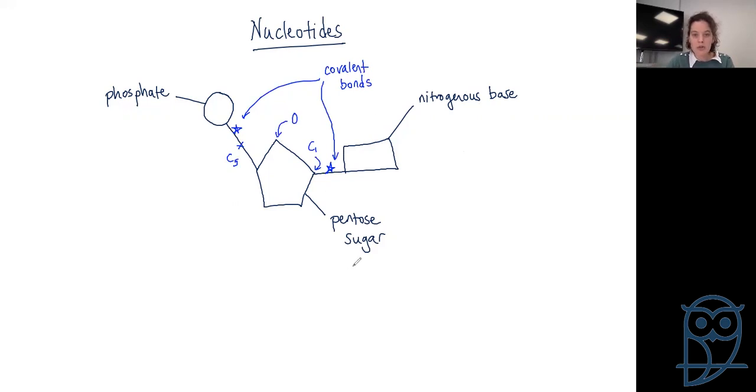Okay, for our pentose sugar, we have two options. In DNA, we have deoxyribose. And in RNA, we have just plain old ribose. What's the difference between the two of those? Deoxy, less oxy. So it's all about carbon 2. Okay, so carbon 2 sits here in this little corner here.